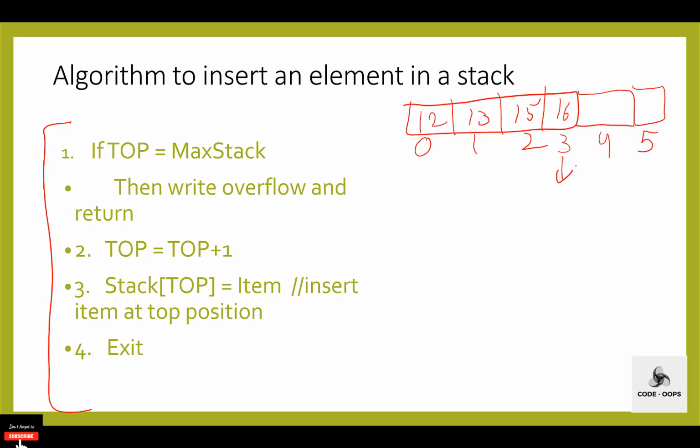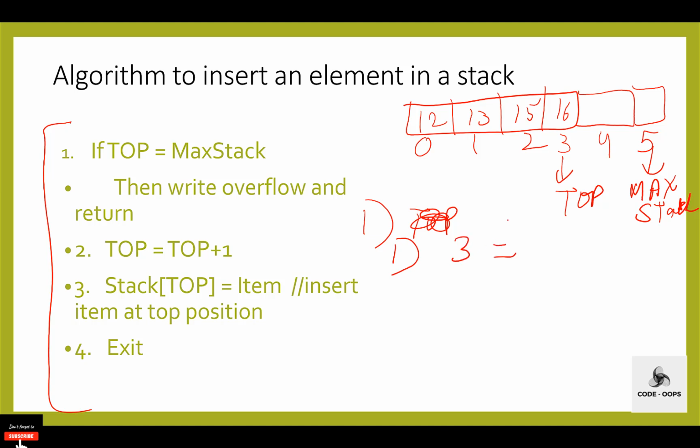A stack having 4 elements. 3 is the top of the stack and 5 is the value of max stack. First step of this algorithm is if top is equal to max stack. In this case, value of top is 3. 3 is equal to max stack. Value of max stack is 5. Condition is evaluated to be false.